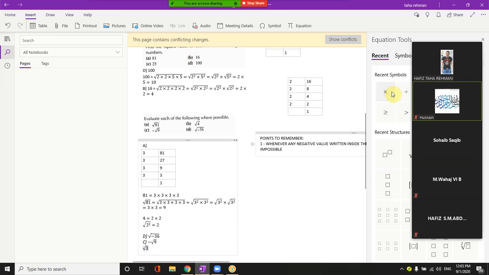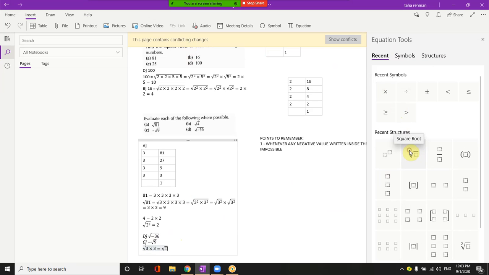3 multiplied by 3, or in index notation, we can write it like this: 3 squared. But keep this thing in your mind that the negative sign is written outside the square root sign. When you solve it, your answer would be minus.